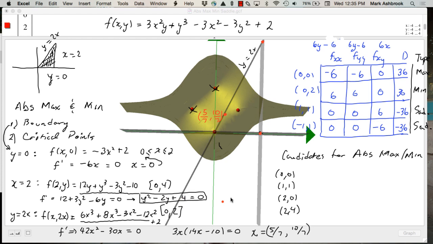So then we got 0, 0, 1, 1, 2, 0, 2, 4, and 5/7, 10/7. I wrote it right there, perfect. And so what are we trying to find? How are we going to know? Yeah, get the z value for each. These are the only possible ones: 5 points, 3 corners, that critical point inside, and this critical point on this boundary. Those are the only 5 candidates for the greatest z and the least z.